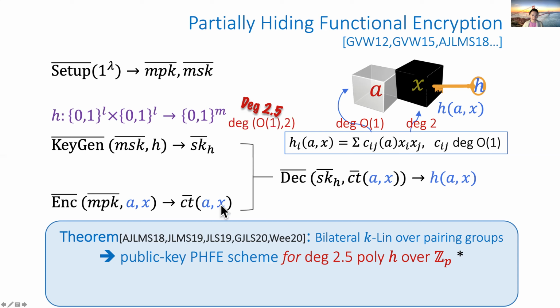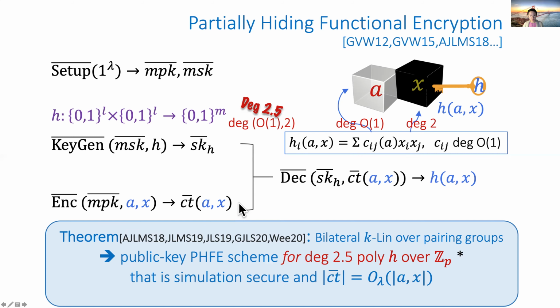The public key partially hiding functional encryption schemes that we can construct from pairing groups do satisfy simulation security, and they also have really good efficiency in the sense that the size of the ciphertext scales linearly with the size of the input.